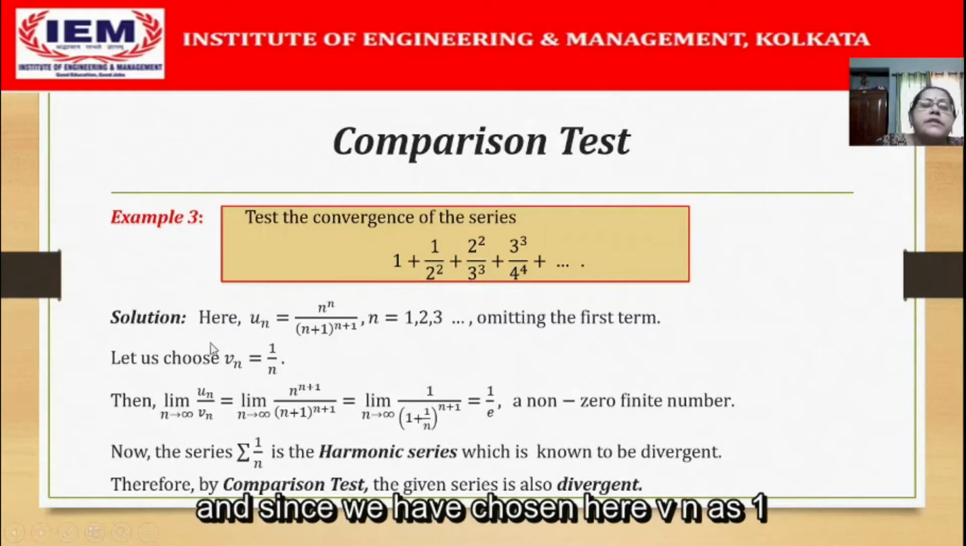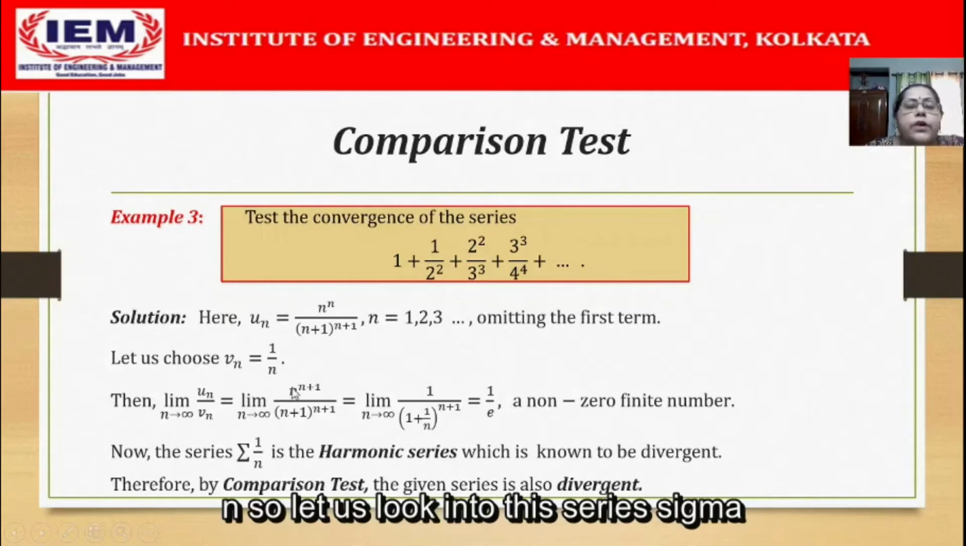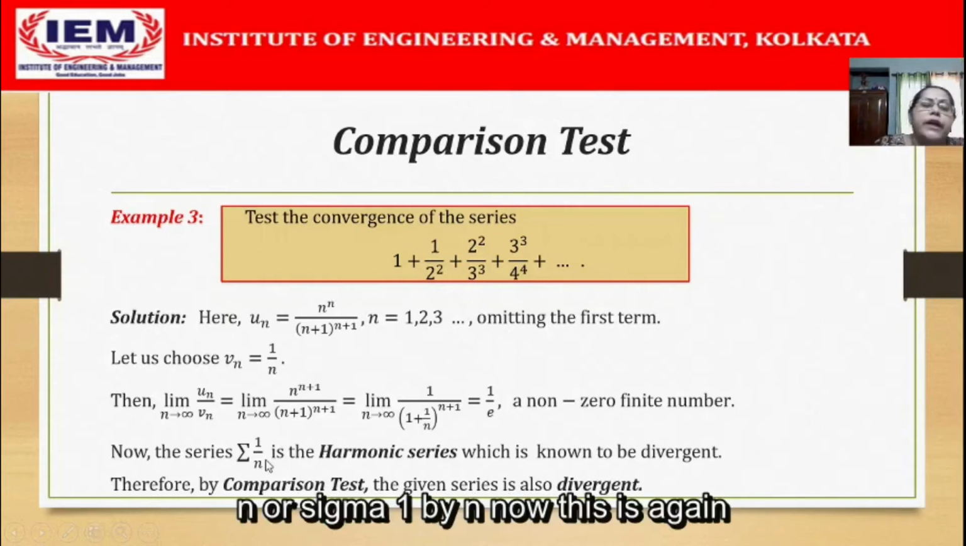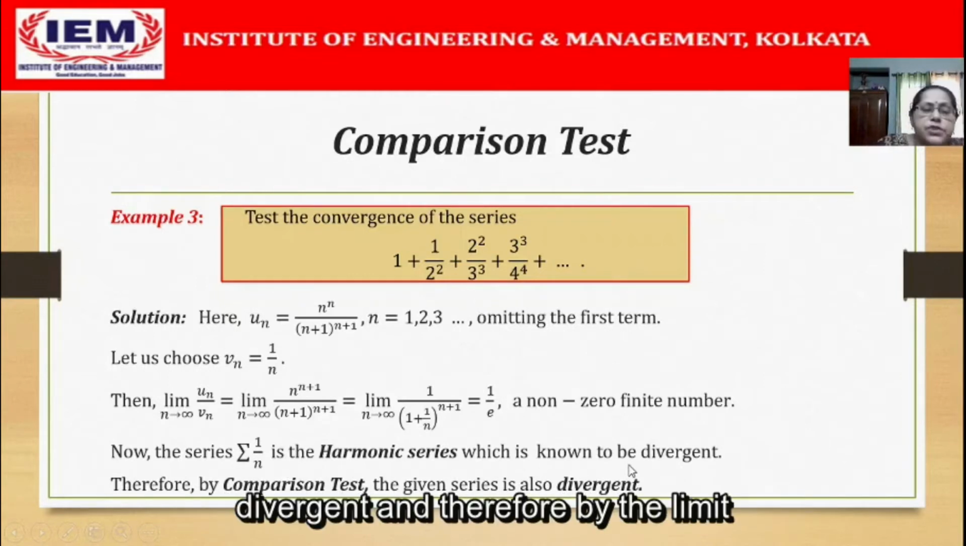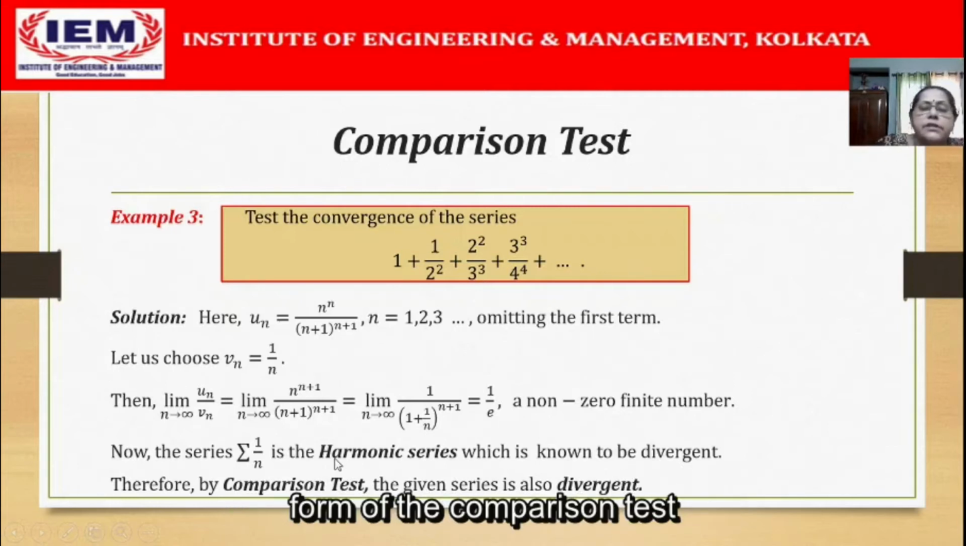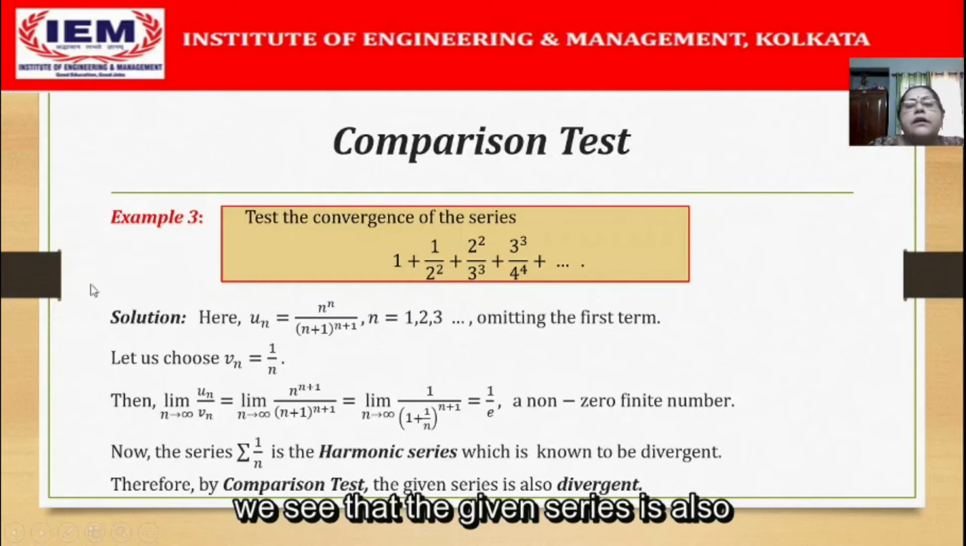And since we have chosen V_n as 1 by n, let us look into this series sigma V_n, or sigma 1 by n. Now this is again nothing but the harmonic series, which we know to be divergent. And therefore, by the limit form of the comparison test, we see that the given series is also divergent.